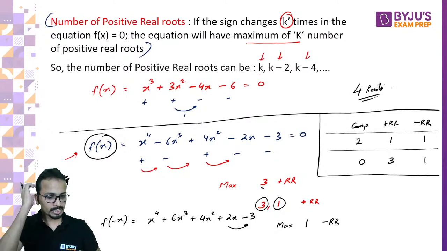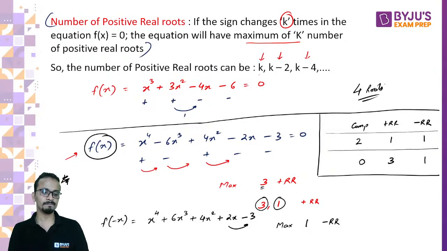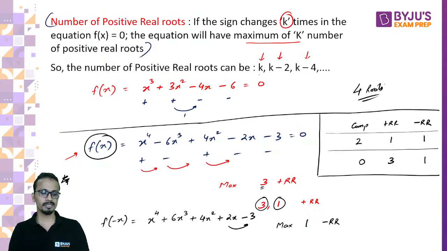Alright, so this is how we can get an idea about complex, positive real and negative real roots. Now let's look at the question. Joydeep, you are asking whether positive real roots equal the change of sign. The number of positive real roots will be at most the number of sign changes in f(x), and that maximum value keeps on decreasing by 2. Similarly, the number of negative real roots will be at most the number of sign changes in f(-x). Okay, am I clear?